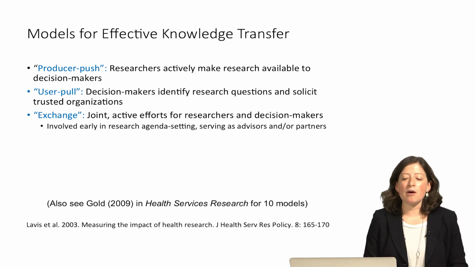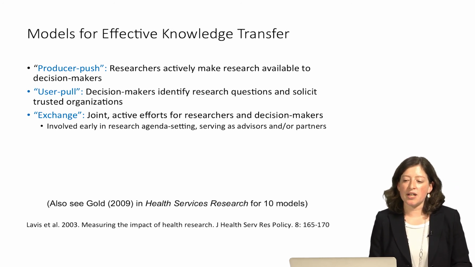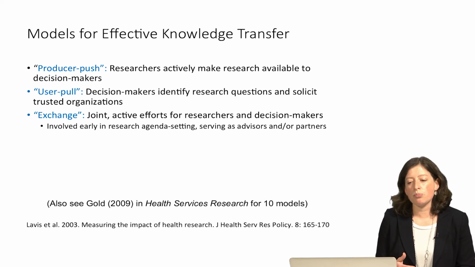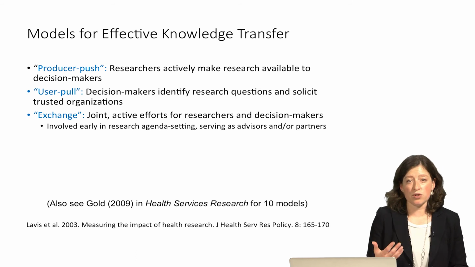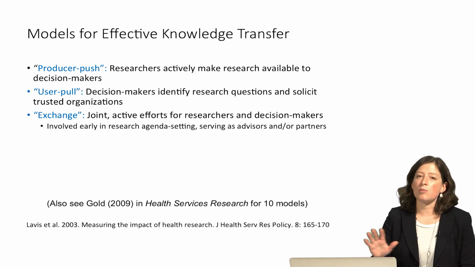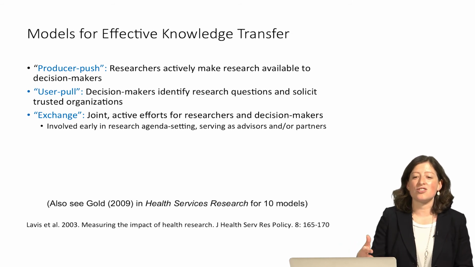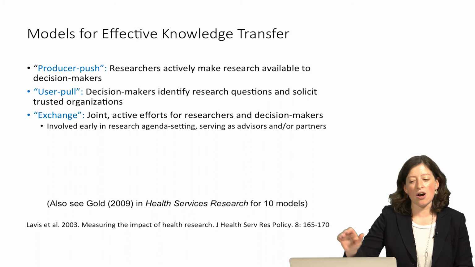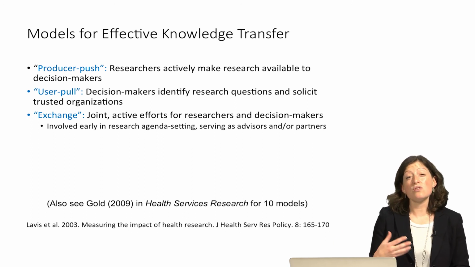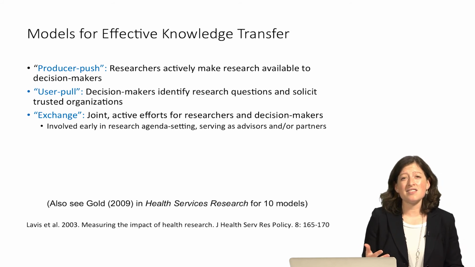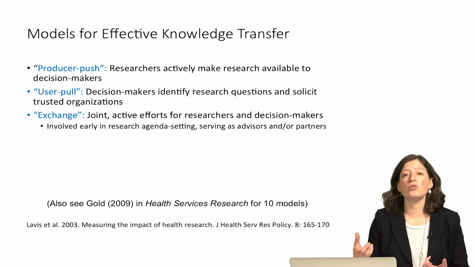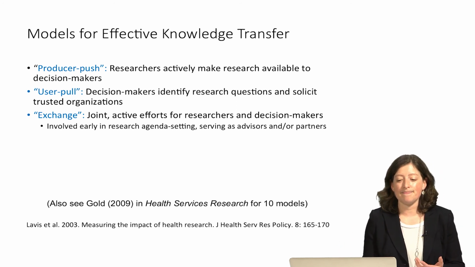So I want to conclude now by talking about different models for knowledge transfer. Probably the most traditional, used by most researchers, is producer push, where the research producers, the researchers and their research teams, actively make their research available to decision makers, often when the research has concluded. They push that research out. But another form is called user pull. The users of the research, the decision makers themselves, identify the research questions and solicit trusted organizations to do the work on the questions that they need.